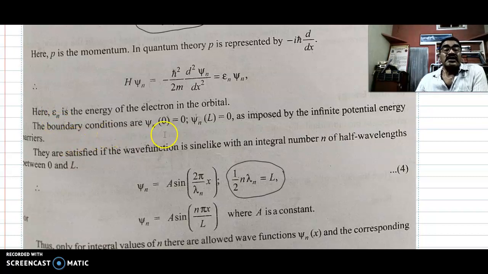The boundary conditions: psi n is equal to 0 at 0 and at L, the boundary condition from 0 to L.